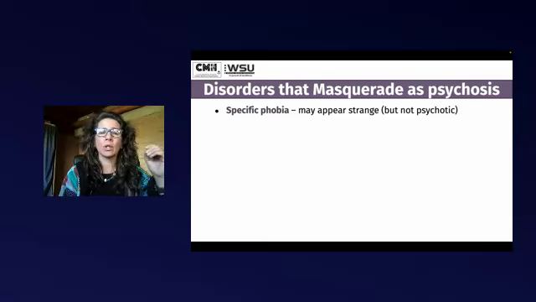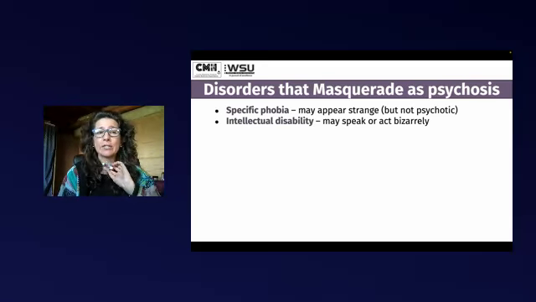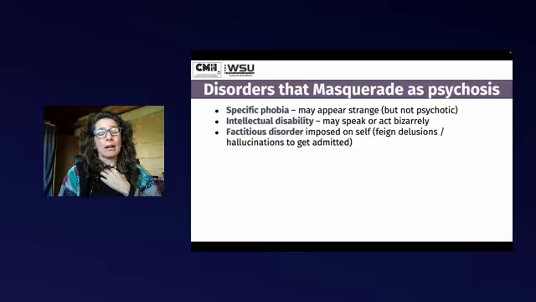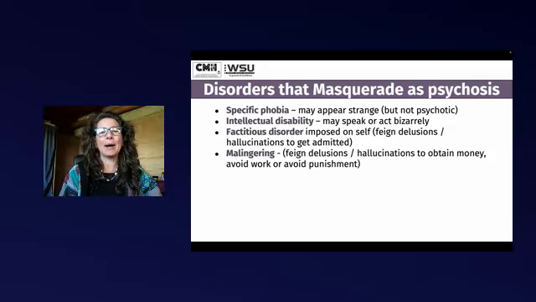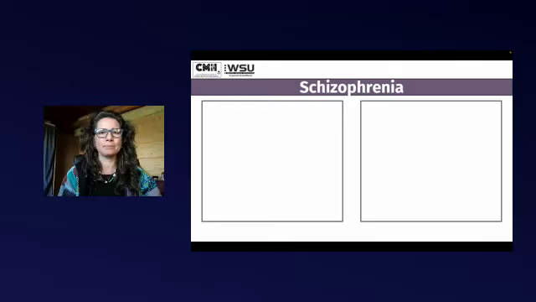There are also conditions that masquerade as psychosis that are not actually psychosis at all. So, for example, somebody might have a very strange and odd and bizarre specific phobia, which you can't actually argue them out of, but that's not psychosis. Intellectual disability: some people, especially if they're struggling with verbal skills, may speak or act bizarrely. Some people actually might feign delusions or hallucinations to get admitted. And those are people obviously who are mentally unwell, but they're not actually psychotic. And then you get people who are just plain making it up because they want a grant or they're trying to get out of their prison sentence. So these are just things to keep in the back of your mind.